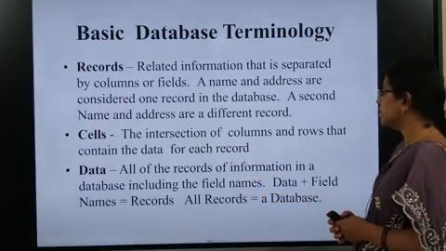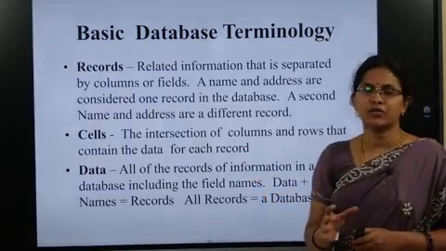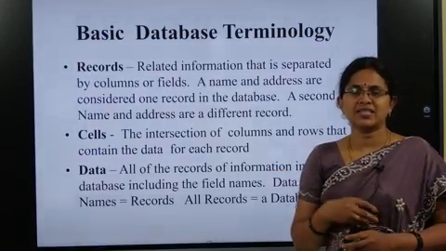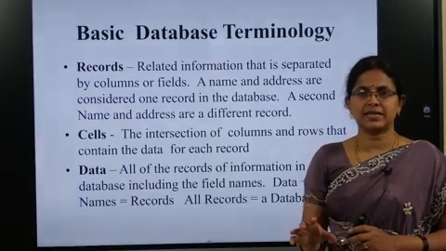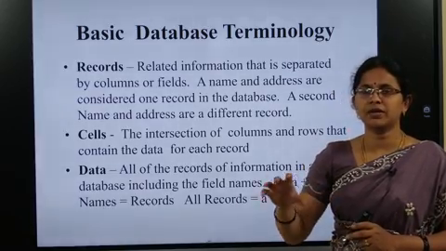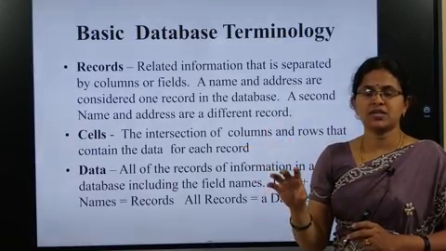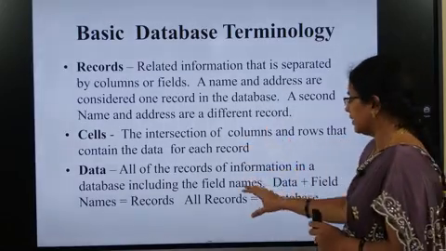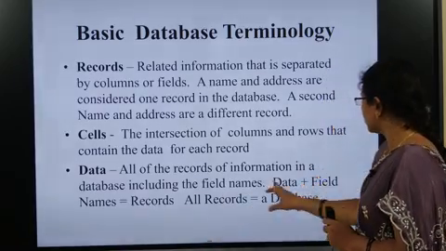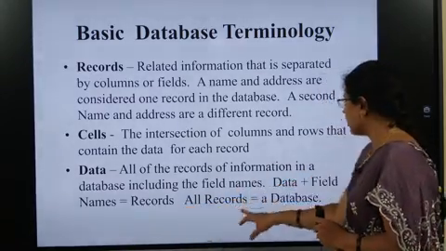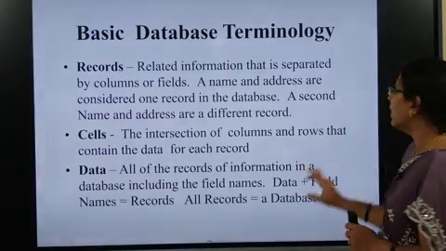And the data: all of the records of information. Let's say I want to collect the details of 100 students, 100 in the sense of 100 records. All the recorded information is nothing but data. So data plus field names is equal to records, and all the records together are equal to a database.